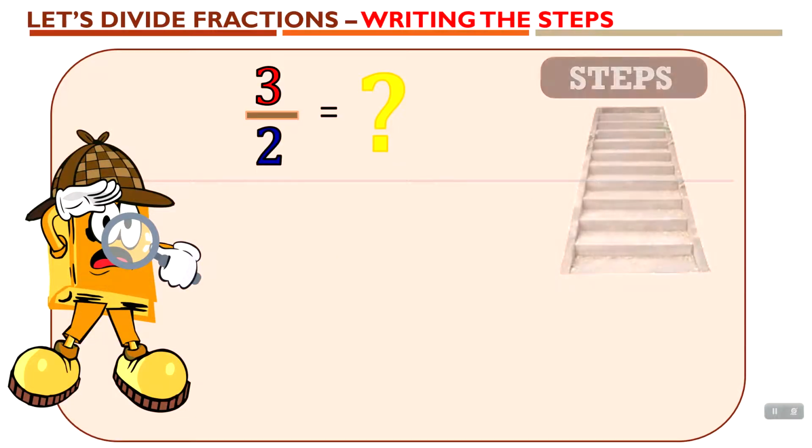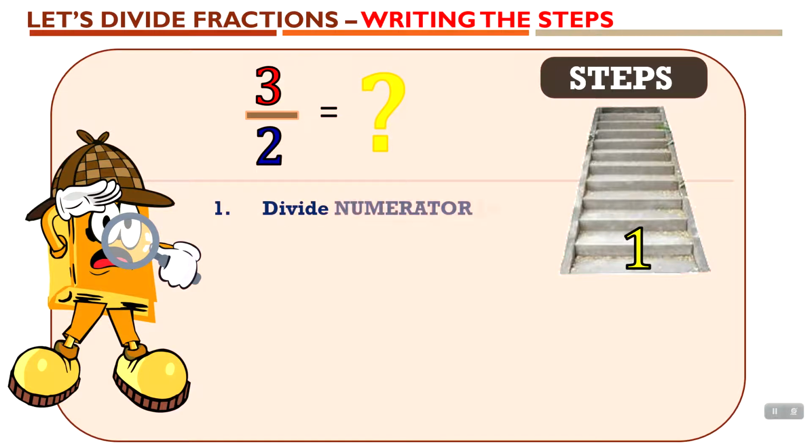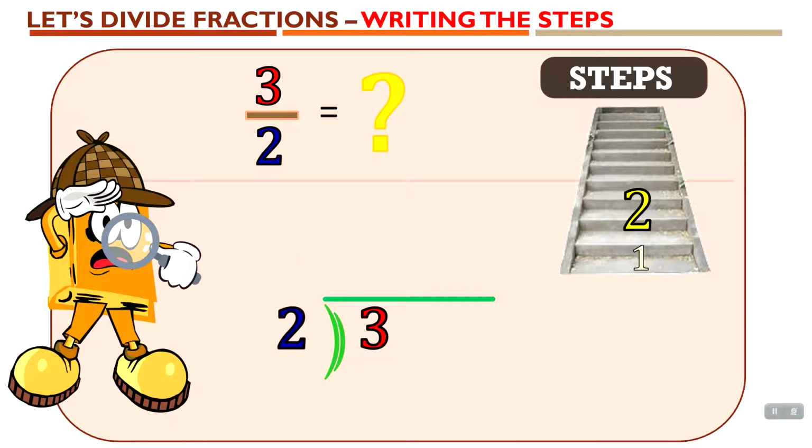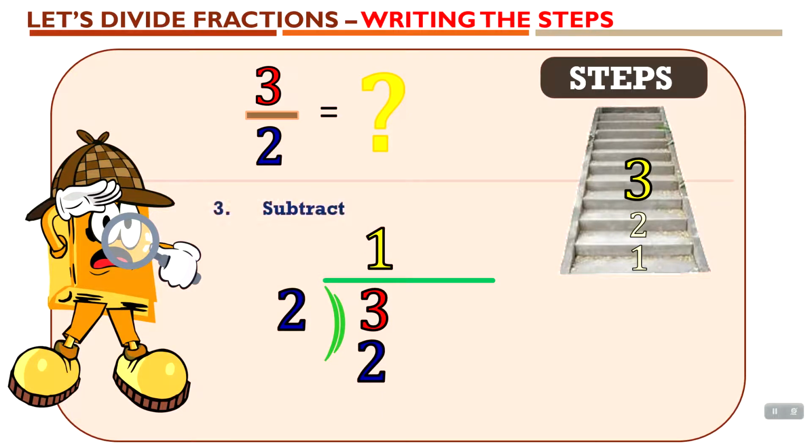Let's look at 3 over 2 again and look at the steps that we go through in order to solve changing from an improper fraction into a mixed fraction. The first step is dividing the numerator by the denominator. We can take 3 and divide it by 2. The second step is multiplying, and so we get 1 times 2 is 2. The third step is simply subtracting. 3 take away 2 leaves us with 1.